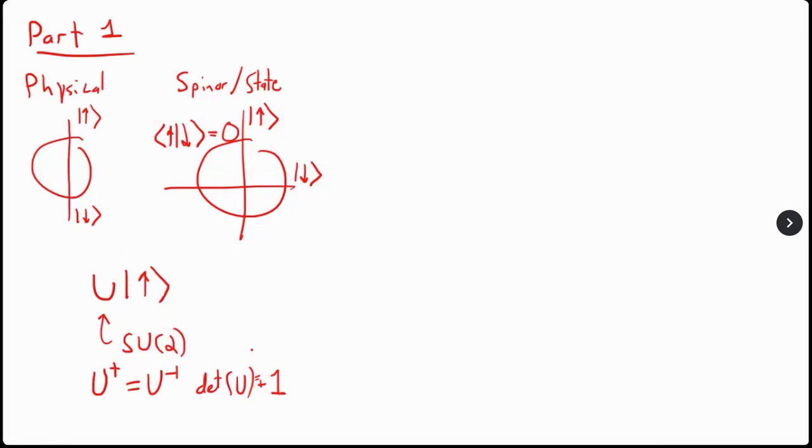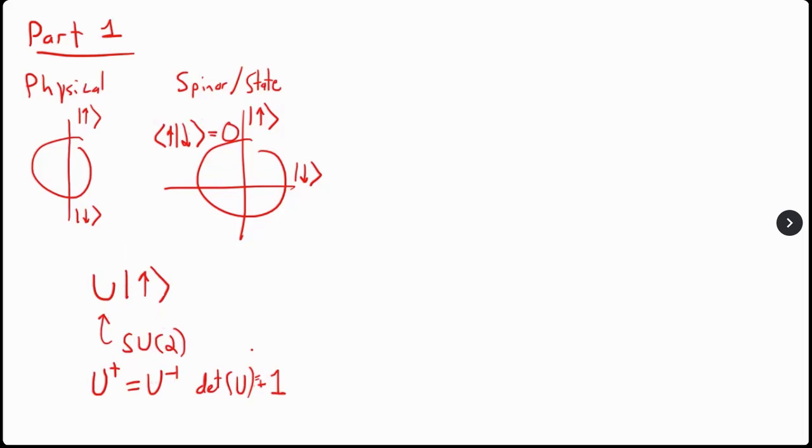Yeah. Okay, so I guess I'll just quickly review what we did last time. In part one, I talked about how there was physical space, and in physical space the up and down spinor states are like opposites. But then there's the spinor space, or state space. I'm not sure what you call it.